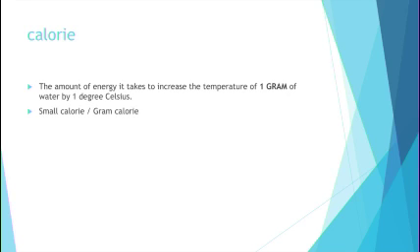The calorie with the lowercase c is defined as the amount of energy it takes to increase the temperature of 1 gram of water by 1 degree Celsius. This is also known as a small calorie or a gram calorie. You will see that it's called the small calorie because it's a lowercase c, and the gram calorie, easy to remember, because it is measuring 1 gram of water.